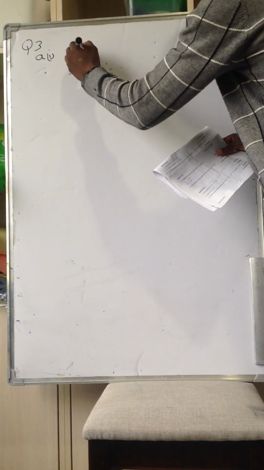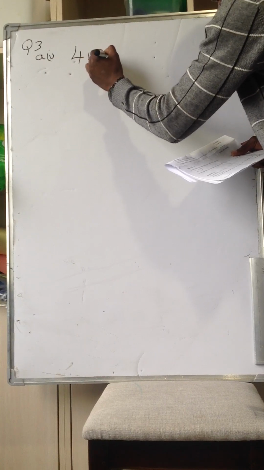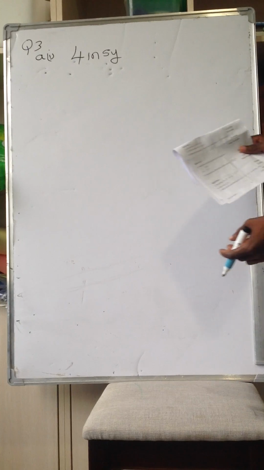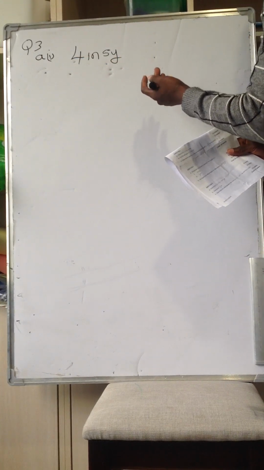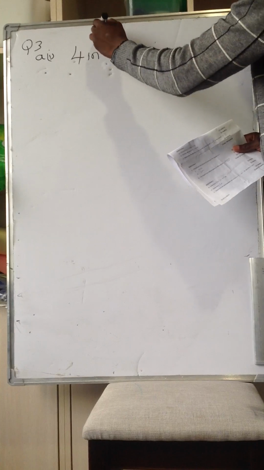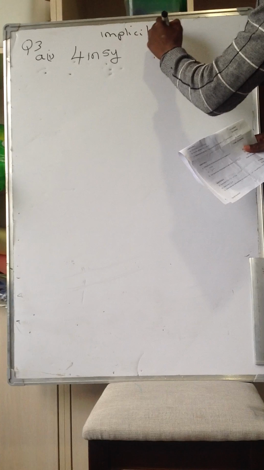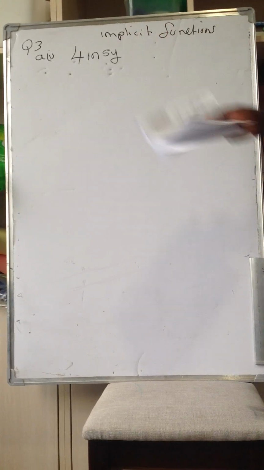We have 4 ln 5y. Okay, so how do you differentiate 4 ln 5y? Here we have two parts, the 4 and the ln 5y. So how are we going to solve this? These are implicit functions. Okay, so how do you solve this one?